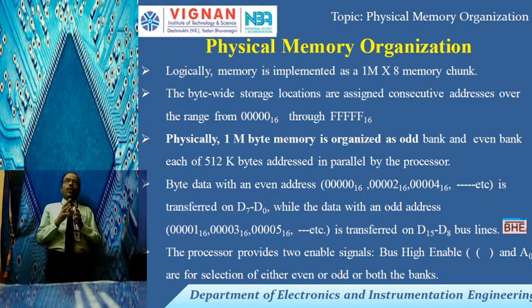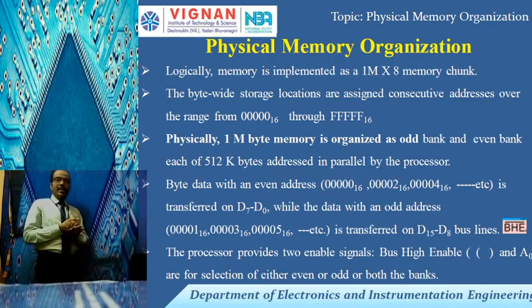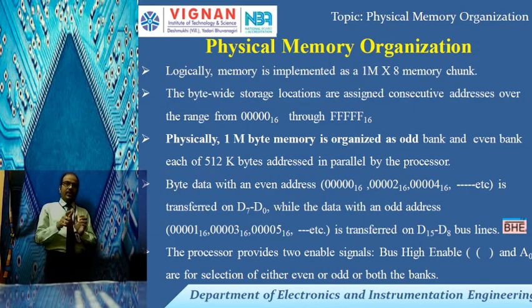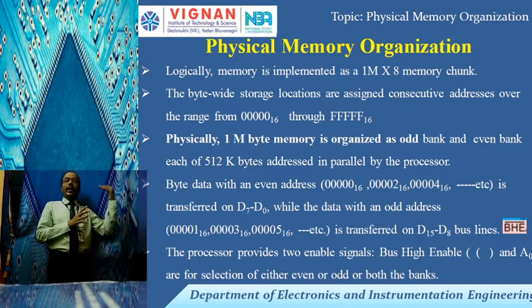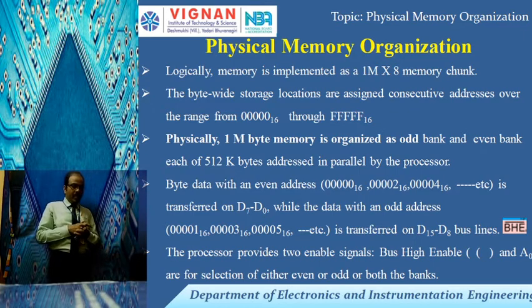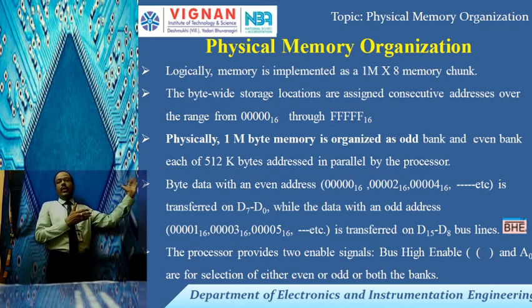So how do we have to select? For that purpose, the microprocessor provides two enable signals. Those are called bus high enable, BHE bar, which we have already discussed in the pin description. BHE bar is nothing but bus high enable. It is used to select the higher data bus, that is the odd bank, whereas A0 is for selecting the even bank.